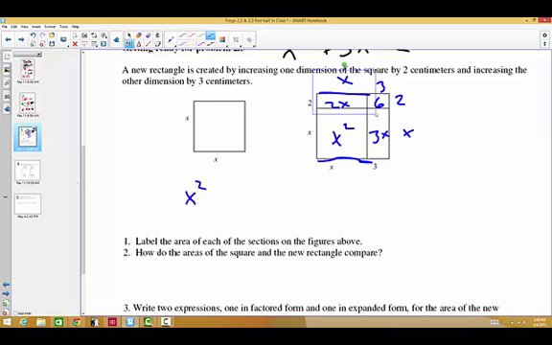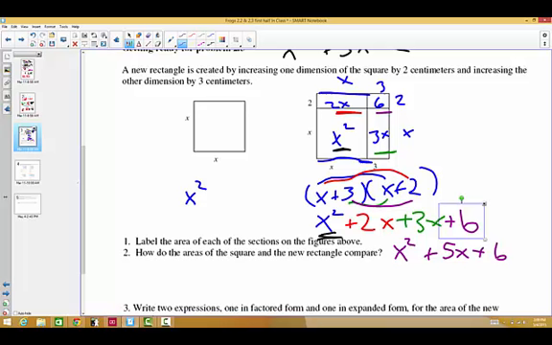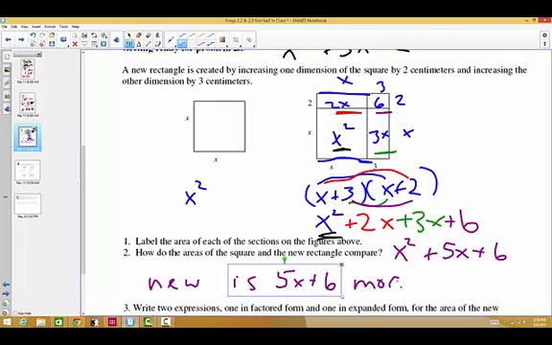So our initial one is x squared. Our new one is x plus 3 times x plus 2. And then x times x is x squared, so that's this right here. X times 2 is 2x, that's this right there. 3 times x is 3x, that's right there. And 3 times 2 is 6, that's this right there. So this simplifies into x squared plus 5x plus 6. So how does the new one compare? The new one is 5x plus 6 more. You've got 3 sections that are added on, the 3x, the 2x, and the 6. So it's 5x plus 6 more, all of it.